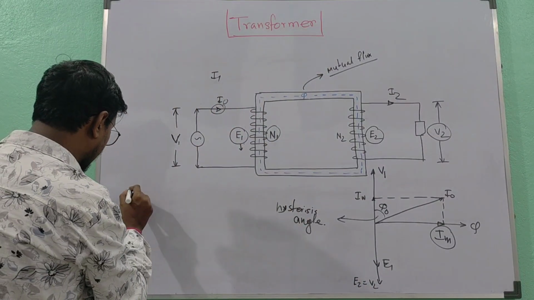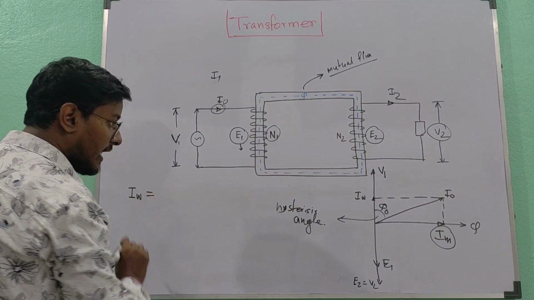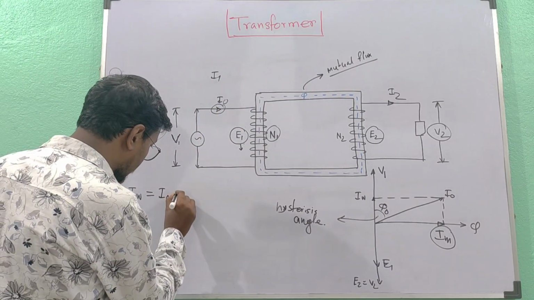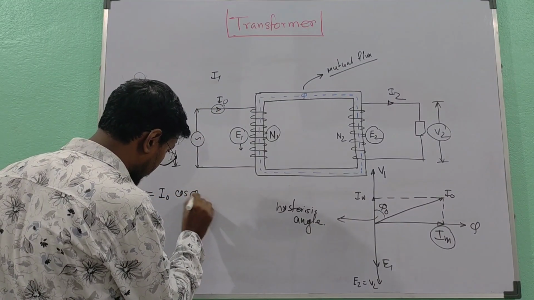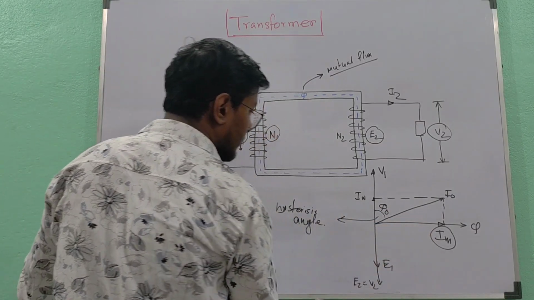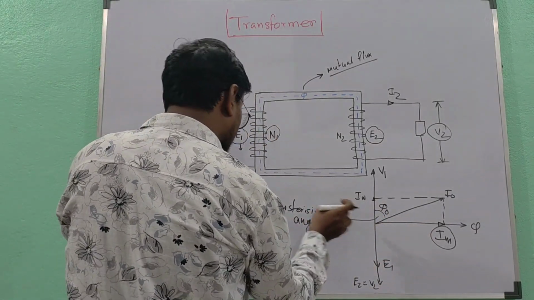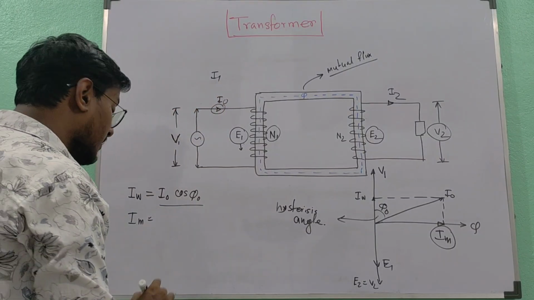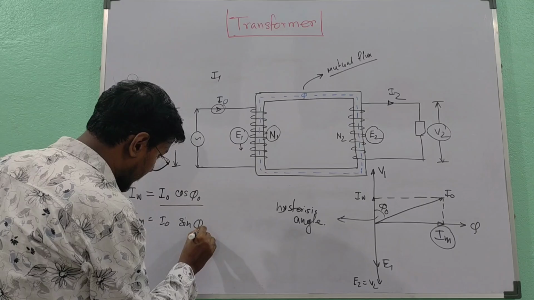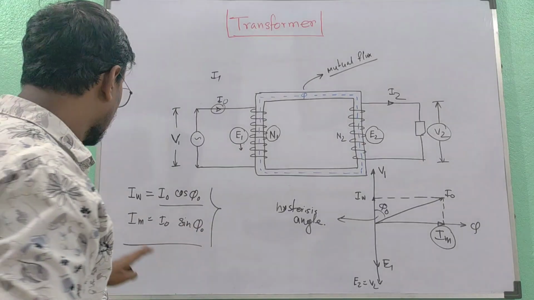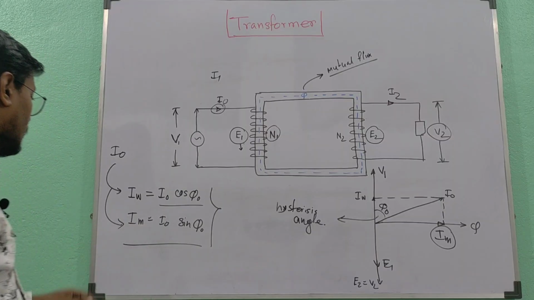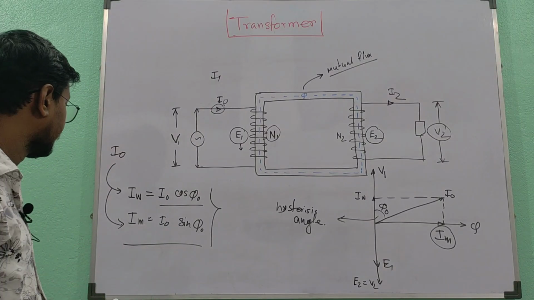So you can write down the active component from here, active component IW. IW is equal to I0 cos phi 0, the active component, and IM is equal to I0 sin phi 0. So no load current I0 has to deliver these two components, IW and IM. Clear?